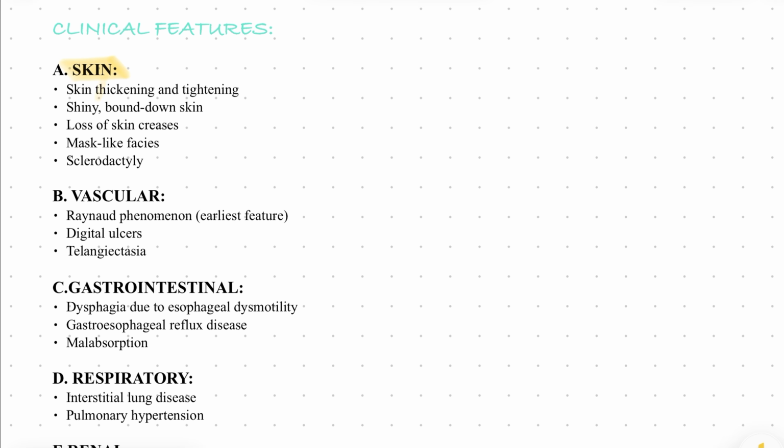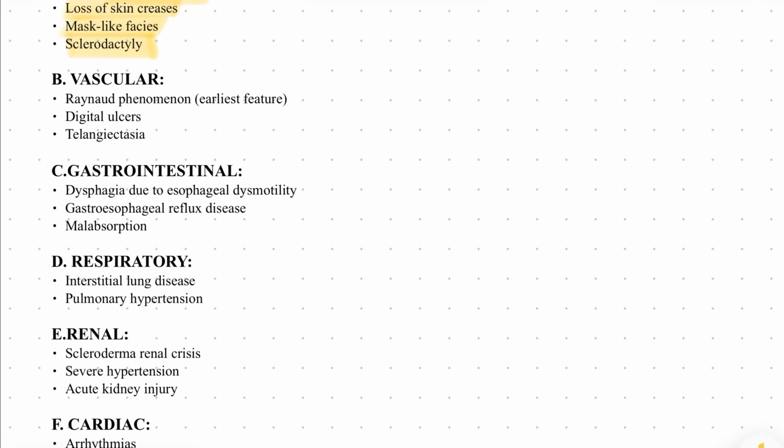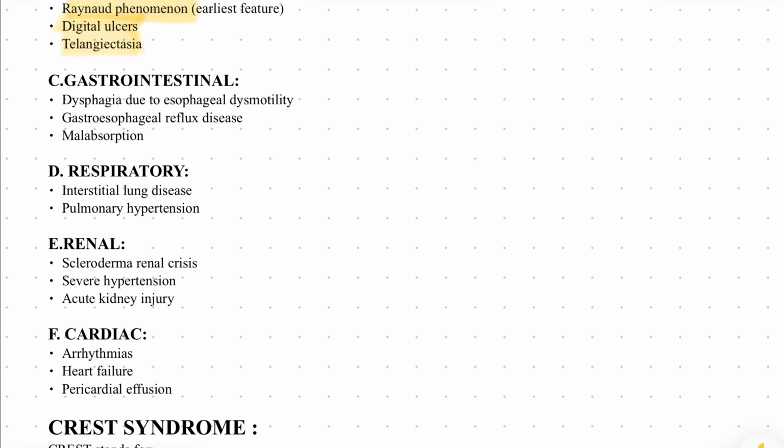Under skin, we'll see skin thickening and tightening, shiny bound down skin, loss of skin creases, then mask-like face, sclerodactyly. Then coming to vascular, we discussed already what the pathogenesis of vascular involvement is. Those pathophysiological changes lead to Raynaud's phenomenon, which is the earliest clinical feature. Then digital ulcers will be seen, then telangiectasia. Then coming to the GI system, dysphagia due to esophageal dysmotility, then gastroesophageal reflux disease, in common words acidity. Then malabsorption will be seen.